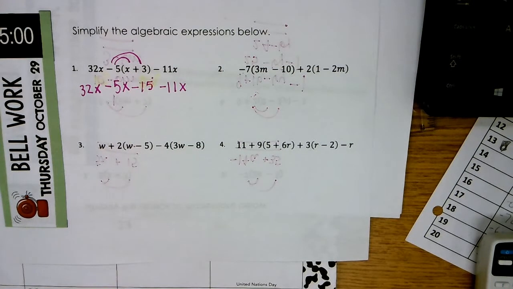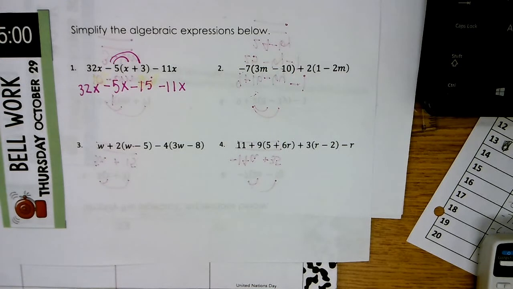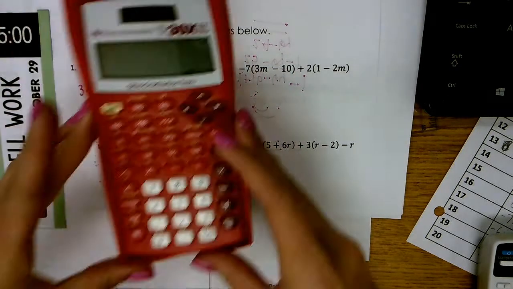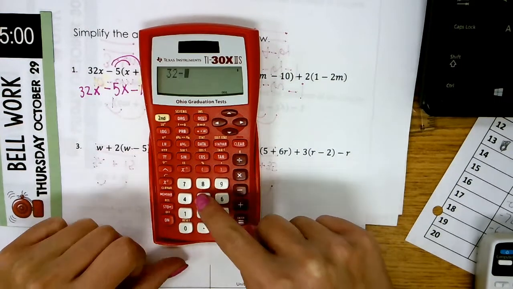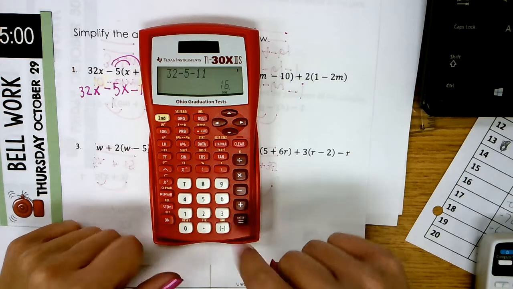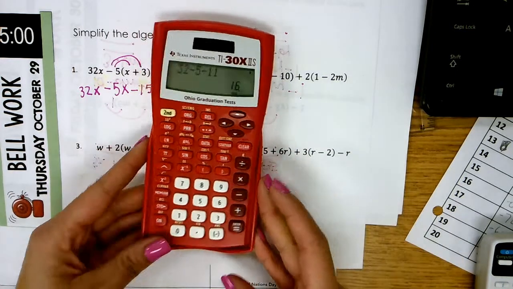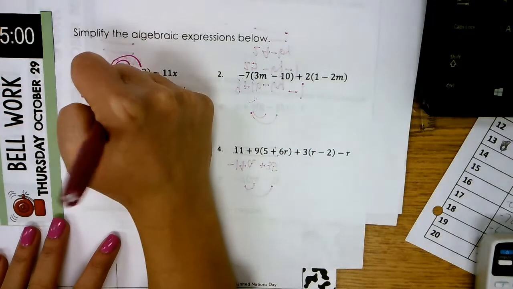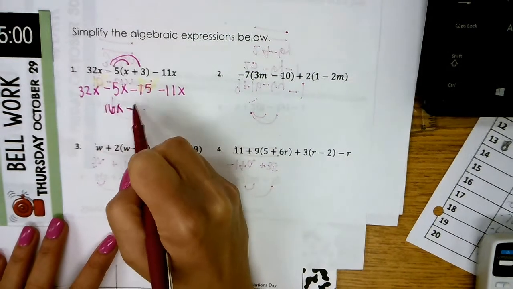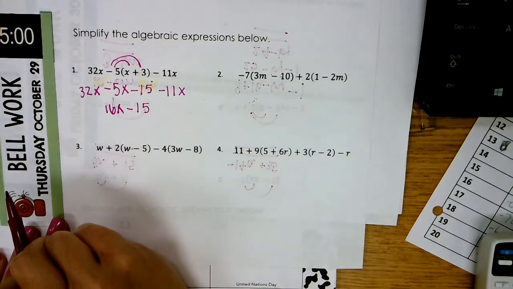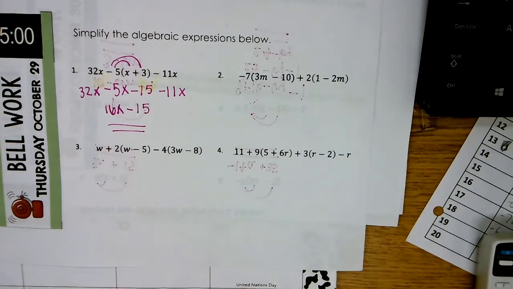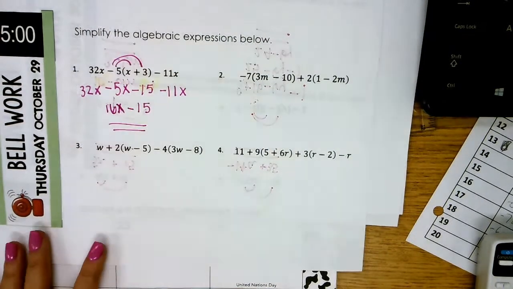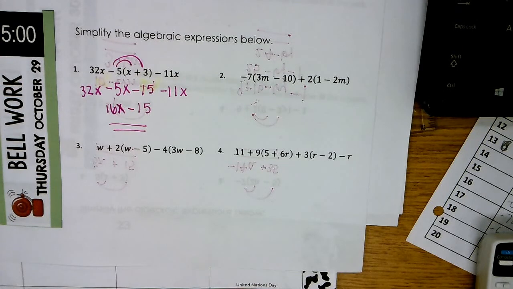Again, that's just something that you could type in Desmos or in the calculator if you're not sure how to combine those. So on your calculator or on Desmos, you would just do 32 minus 5 minus 11 to get that we have 16x left. So we're going to do 16x and then minus 15. And now we're done because we don't have any more like terms. 16x and then the negative 15 are not like terms because they both don't have an x, so we can't combine them.